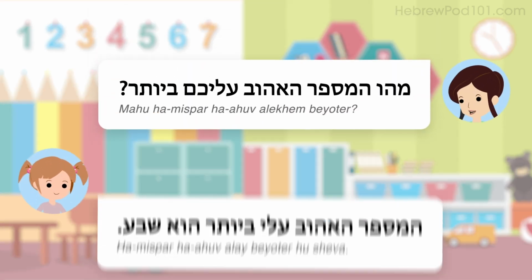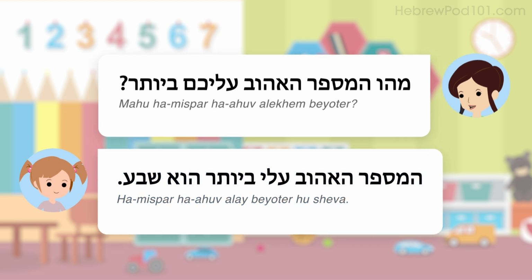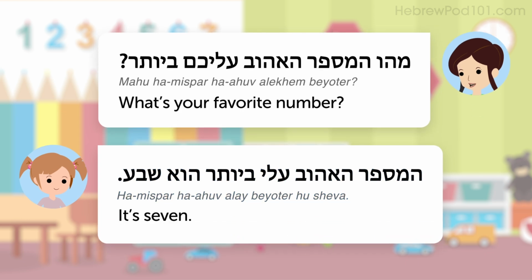Listen to the dialogue. מהו המספר האהוב עליכם ביותר? המספר האהוב עליי ביותר הוא 7. Once more with the English translation. מהו המספר האהוב עליכם ביותר? What's your favorite number? המספר האהוב עליי ביותר הוא 7. It's 7.